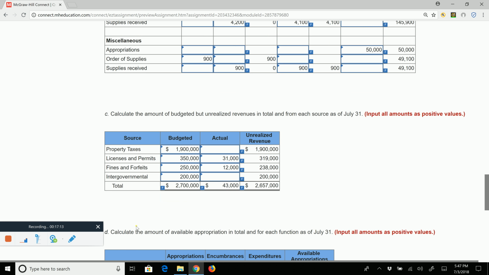And I just wanted to take you down to here. This is kind of the whole summary of it. This was the original budget, $2.7 million. The actual, $43,000.